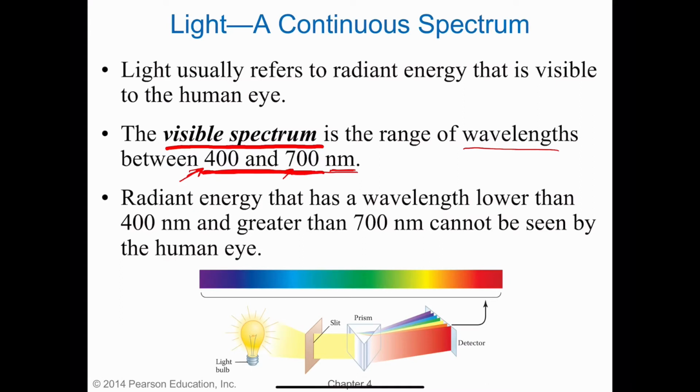And when we see white light, we're basically seeing all of the colors mixed together. And when you have all of the colors, every single possible wavelength and frequency present, we call that a continuous spectrum.